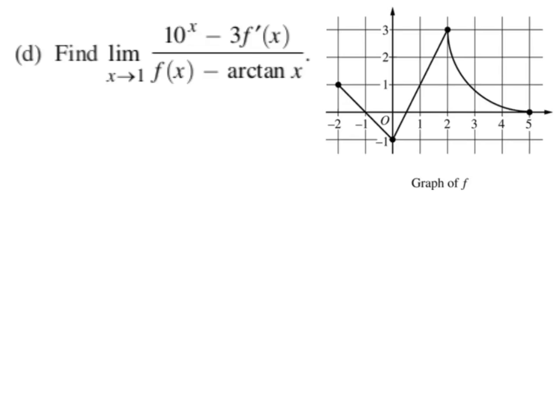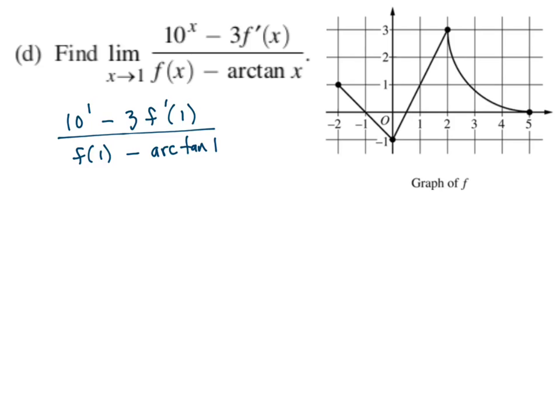And for part D, they want us to find the limit as x approaches 1 on that crazy mess. So the first thing I would always do with a limit is just try direct substitution to see if it works. So I'm going to go ahead and plug a 1 in for all the x's and see what I get. So that'd be 10 to the first minus 3 f prime of 1 all over f of 1 minus arctangent of 1. So we'll see what we get. Hopefully we get a number back and we're good to go.